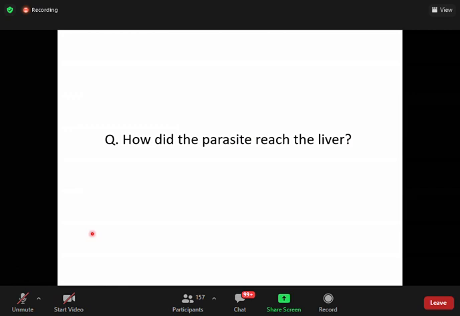How did the parasite reach the liver? Through portal circulation. Okay. Hepatic portal, okay. Let me just ask a follow-up question. So how was the organism able to access the portal circulation?